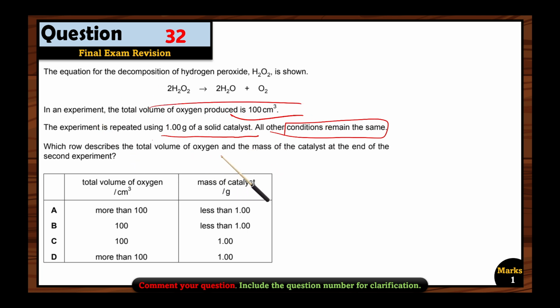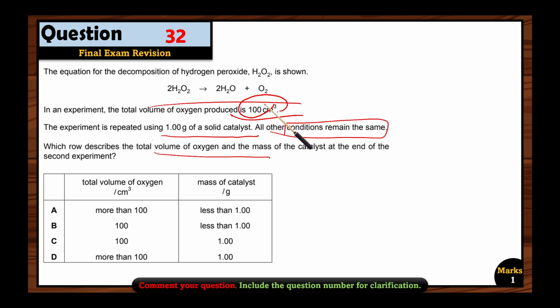Which row describes the total volume of oxygen and the mass of the catalyst at the end of the second experiment? So what will happen to the volume of the oxygen? The job of the catalyst is to speed up the reaction. It has nothing to do with the product mass or the volume of the product or the concentration of the product or the moles of the product, right? So if you are getting 100 centimeter cube of the oxygen, it will remain the same, only the time will be less, right?